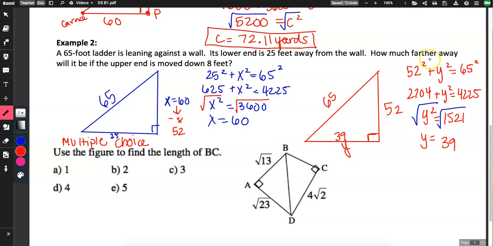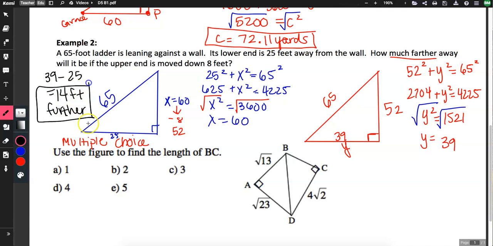Now the question didn't ask for the new length, it asks how much further away will it be? So to actually answer the question, I was at 25, ended up at 39, so 39 minus 25, that's 14. That means I was 14 feet further. Okay, so a little bit more complicated with the Pythagorean theorem, but as long as you can do the basic calculations, you should be okay.